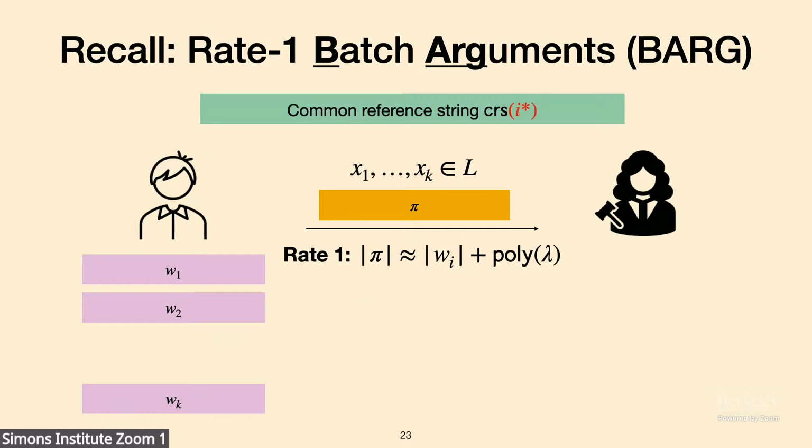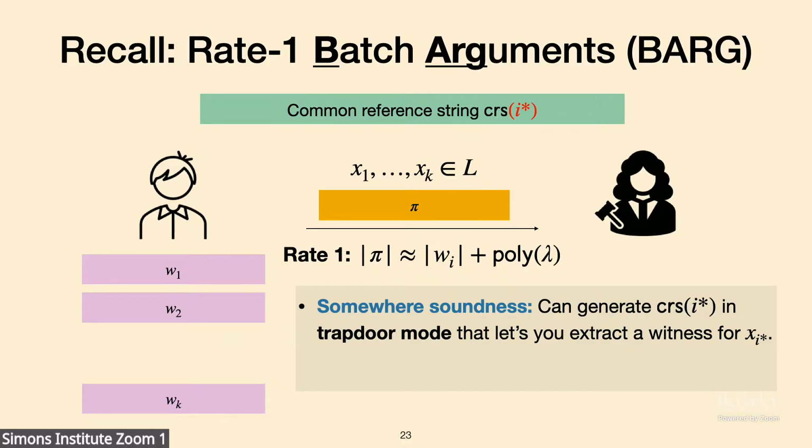And again, just to recap the soundness property we require from BARGs, or somewhere extractable BARGs, it's this property that you can generate the CRS in a trapdoor mode that can guarantee somewhere soundness. So you can generate the CRS in this mode I star, which lets you, if you have the trapdoor, extract a witness for the I star statement.